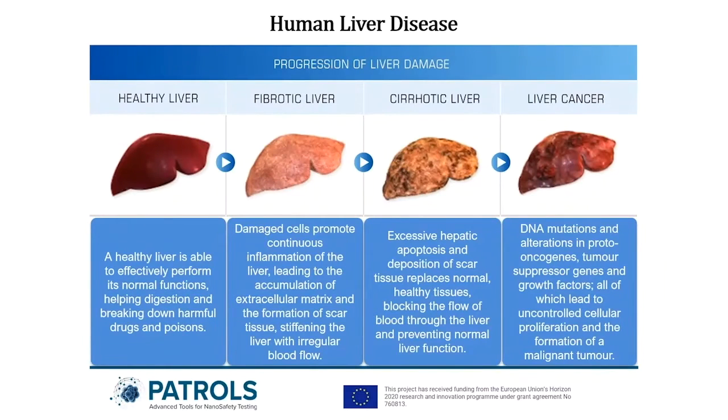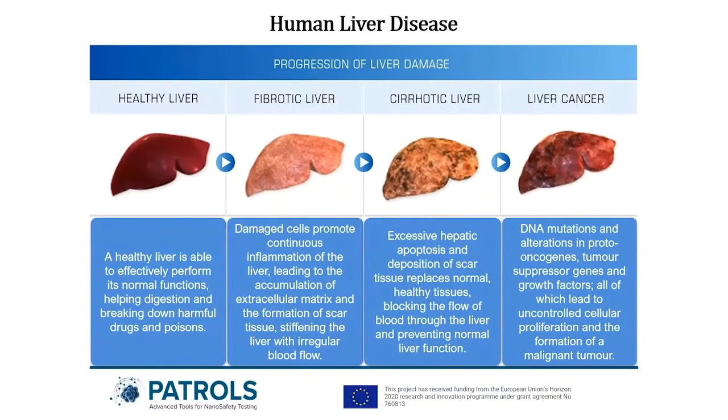So with this restricted blood flow comes limited gaseous exchange and nutrients able to help keep the hepatocytes alive, and so excessive hepatic apoptosis and the deposition of scar tissue replaces normal, healthy tissues. Now, this often results in the blocking of further blood flow through the liver and prevents normal liver functionality, leading to the cirrhosis of the liver.